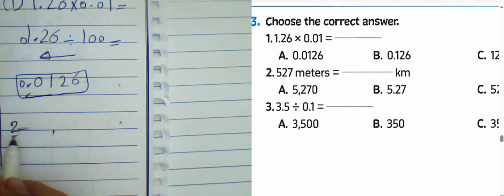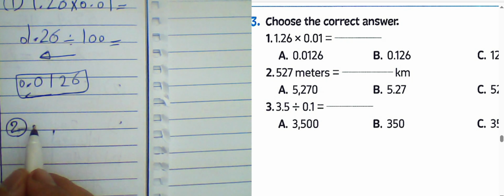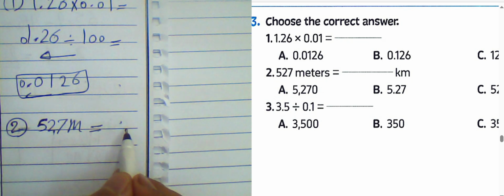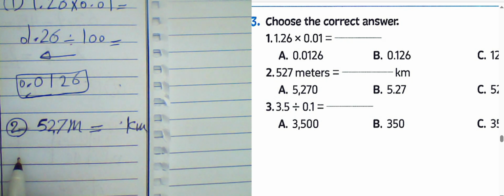Next question number 2. 527 meters convert to kilometer by divided by 1,000.